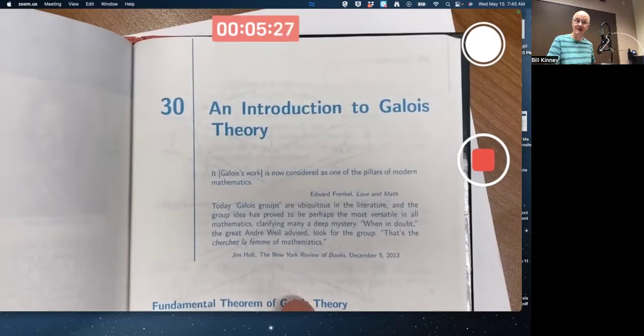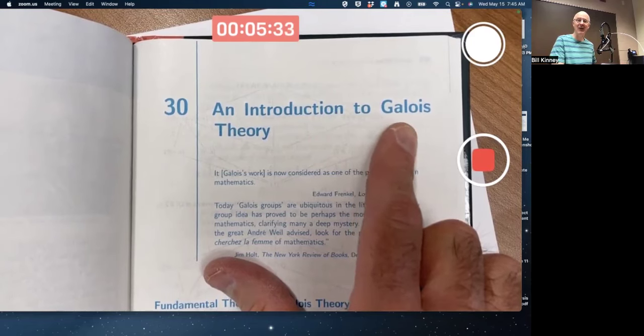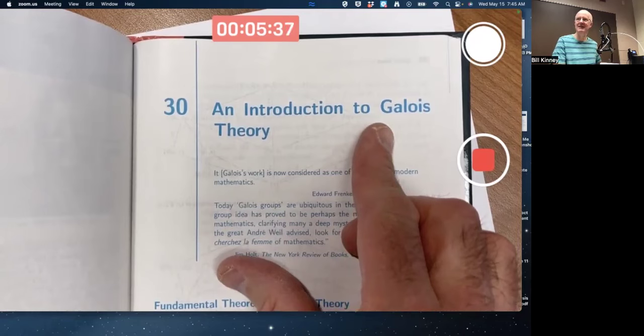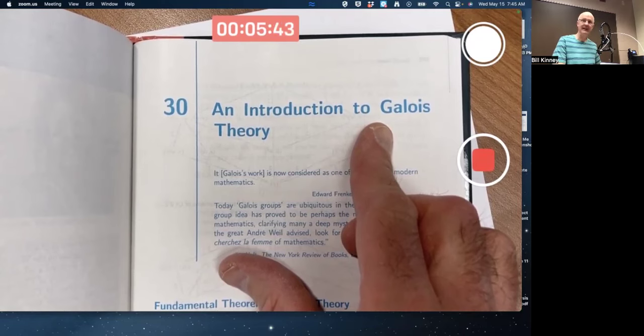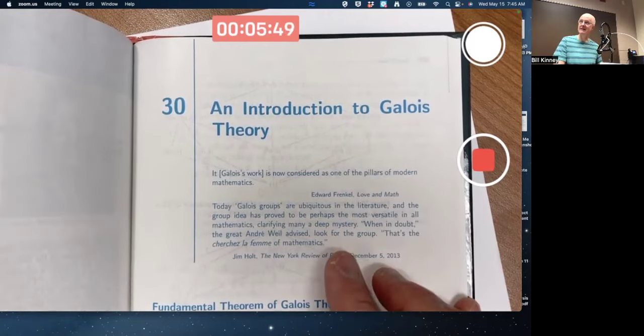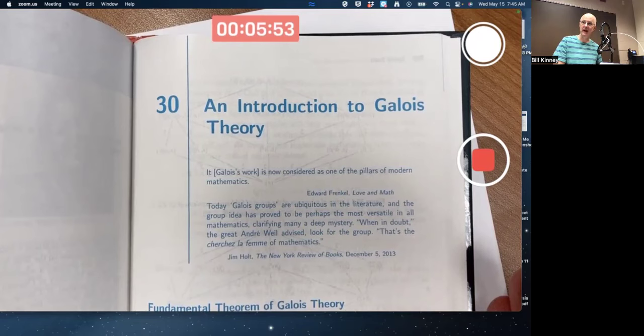Chapter 30 is titled An Introduction to, don't say Galois, I said it there, but don't ever say it again. Galois Theory. Galois was a French mathematician who made some amazing discoveries at a very young age, by the way. I think he was about your age, 20, 21, 22, something like that. It's a sad story, though. He made these amazing discoveries, and then he died in a duel very shortly after.